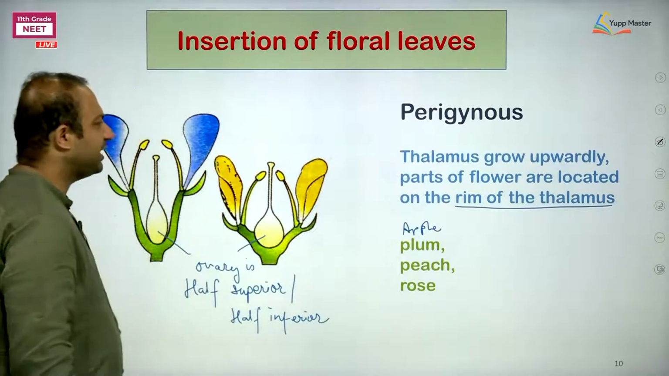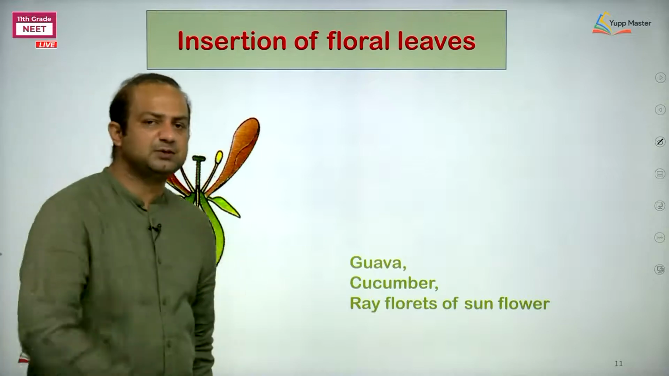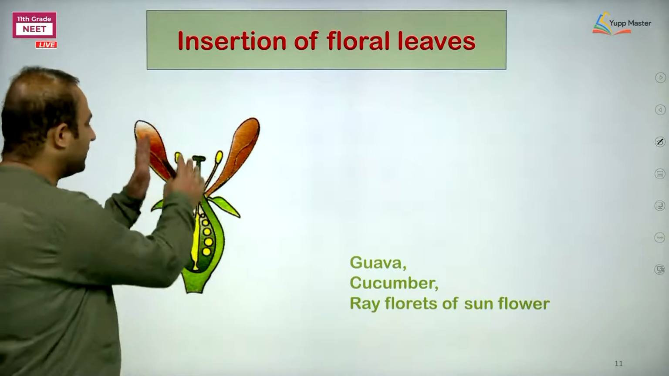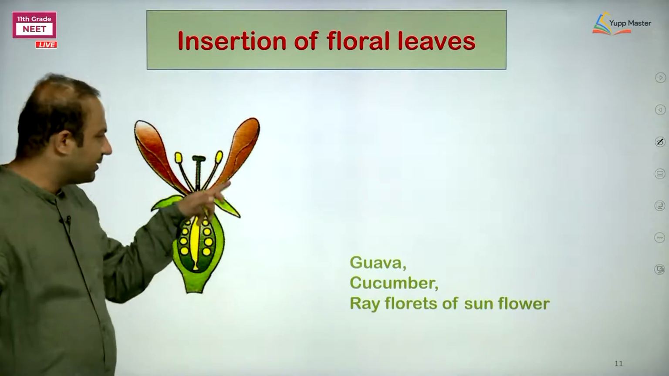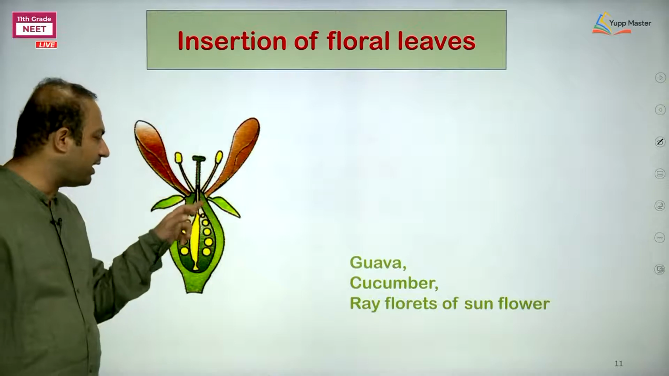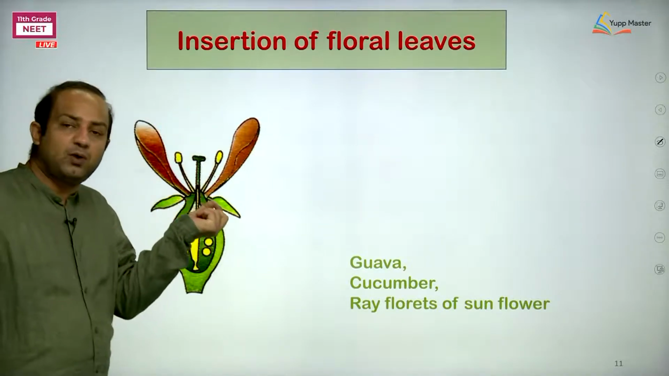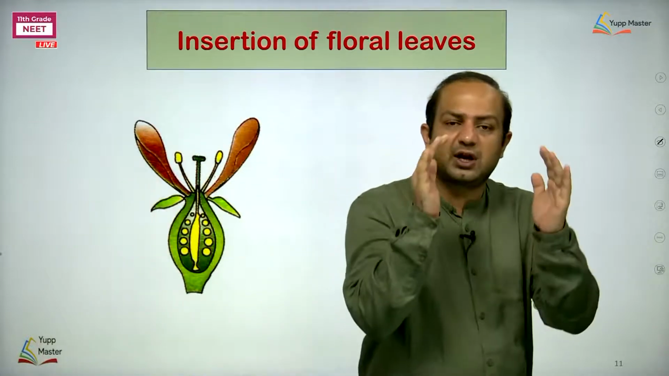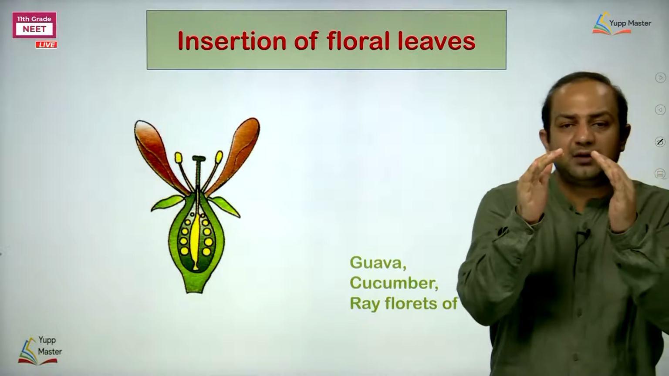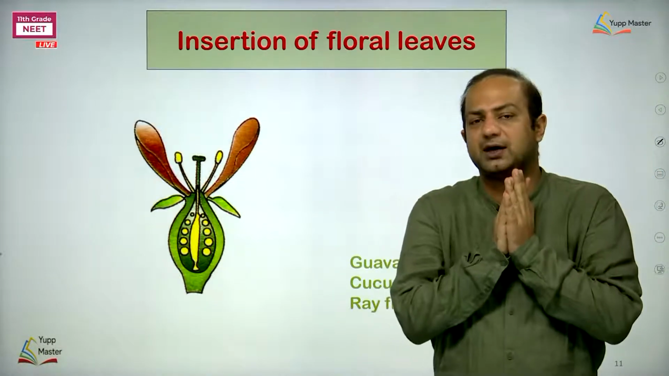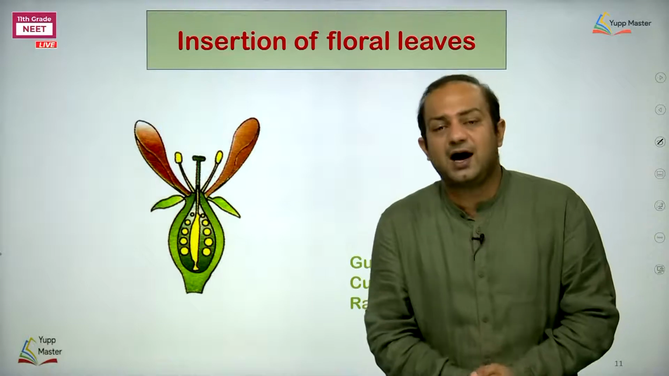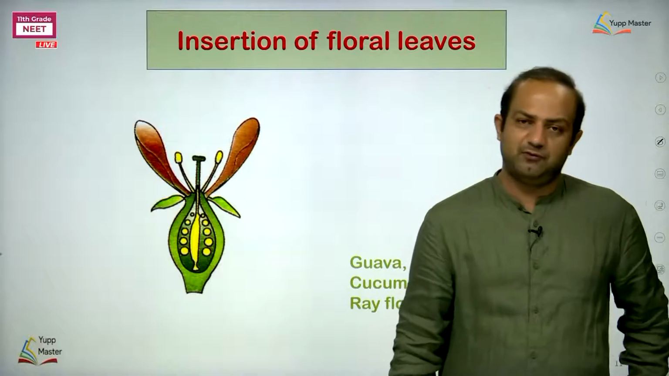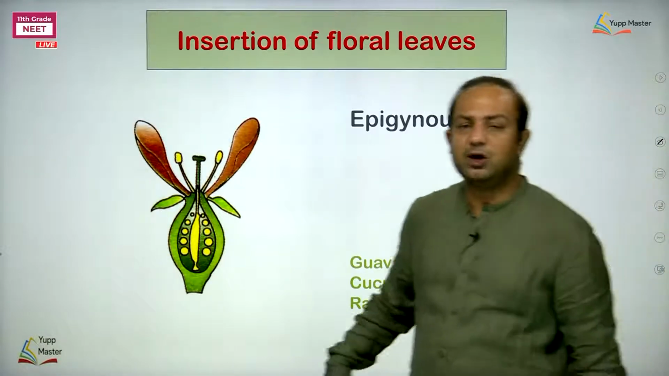Okay, next to perigynous, the third possibility is that the ovary is getting below the floral leaves. Sepals, petals and stamens all arise above the level of the ovary, you can see. What actually happened is that this time the thalamus entirely surrounds the ovary completely and then bears the rest of the floral parts. So the rest of the floral parts are superior. It means the ovary is inferior, right? Here the condition will be ovary is inferior.